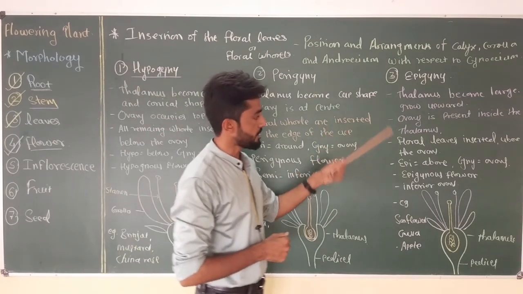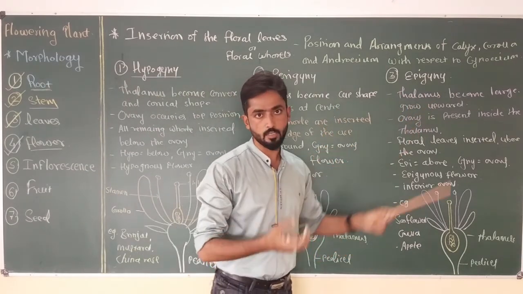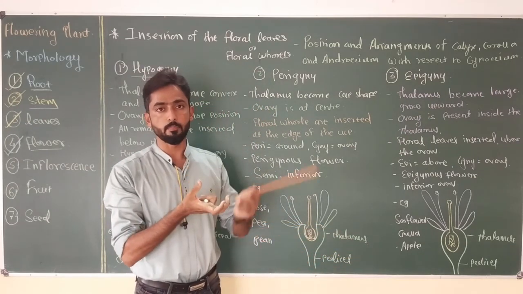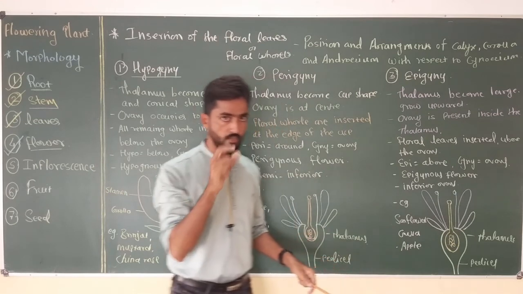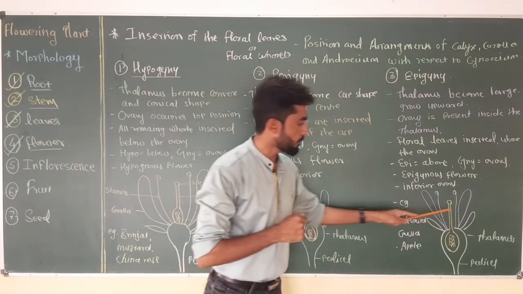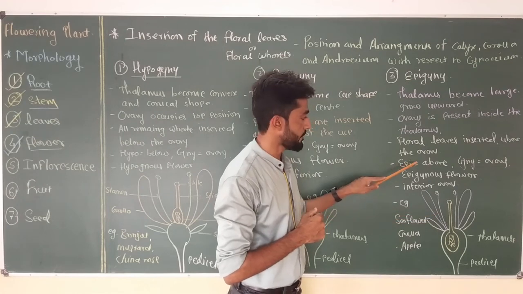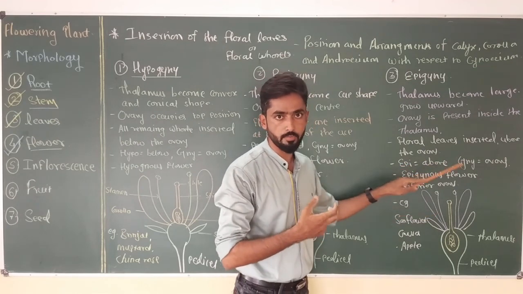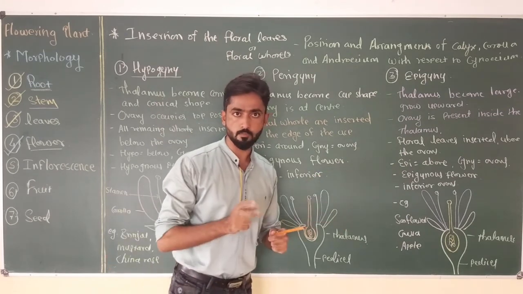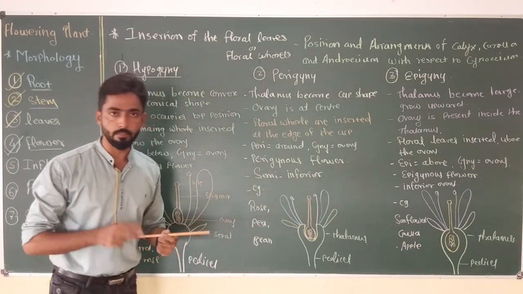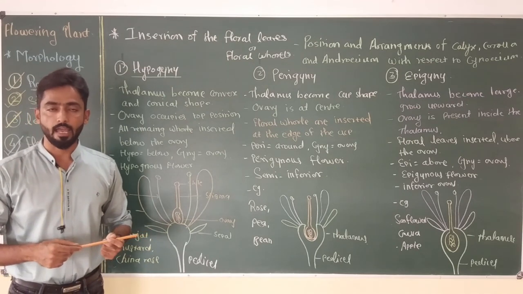Then epigyny means the arrangement in which thalamus become large and grow upward, then it completely engulf the ovary, become fused with the thalamus, and all other floral leaves generally inserted above the ovary, so it is called as epigyny. Epi means above, gyne means ovary, and the flower which show this type of arrangement is called epigynous flower, and well known example of epigyny is sunflower, guava plant and apple tree.